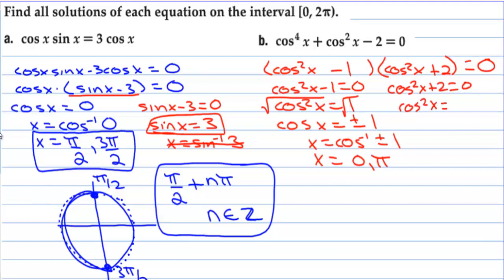Cosine squared x equals negative 2. Cosine of x is plus or minus the square root of negative 2. If you're taking the square root of a negative, we don't deal in imaginary answers on this, so we are done with this problem.